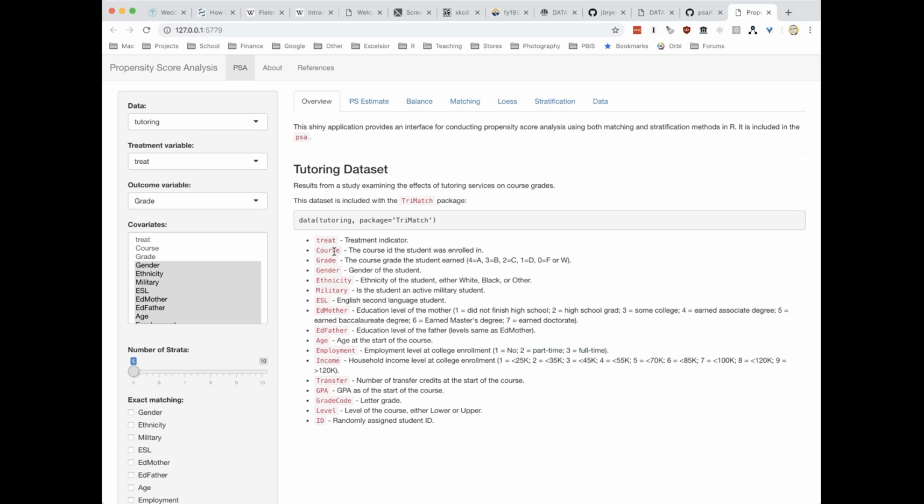And I'm going to estimate propensity scores based upon their gender, ethnicity, military status, ESL, whether or not they're an English second language learner, education level, employment, right? These are all these variables. And over here on the side, I can say, these are going to be my covariates. My outcome of interest is course grade. This is my treatment variable defined there. And there are some other parameters that I'm not going to go into detail on.